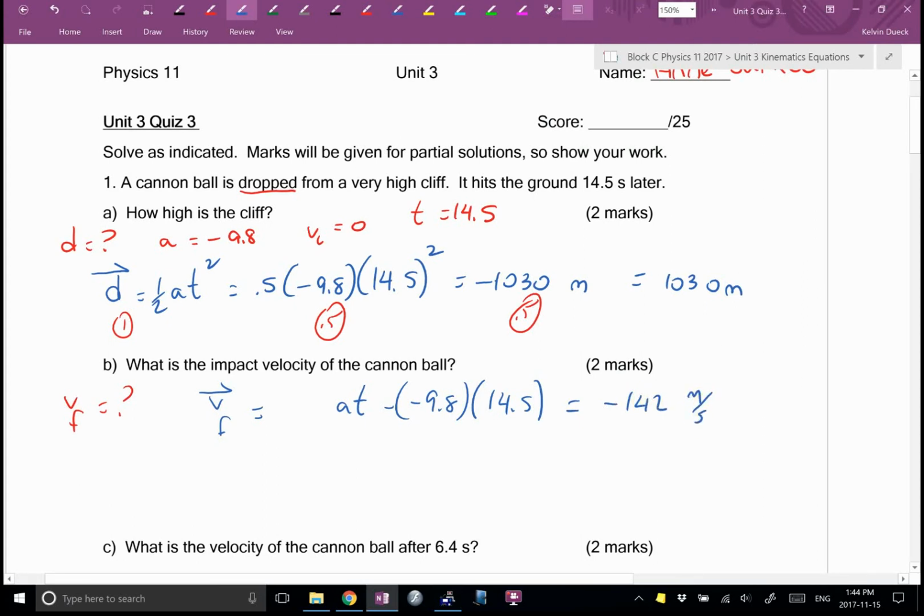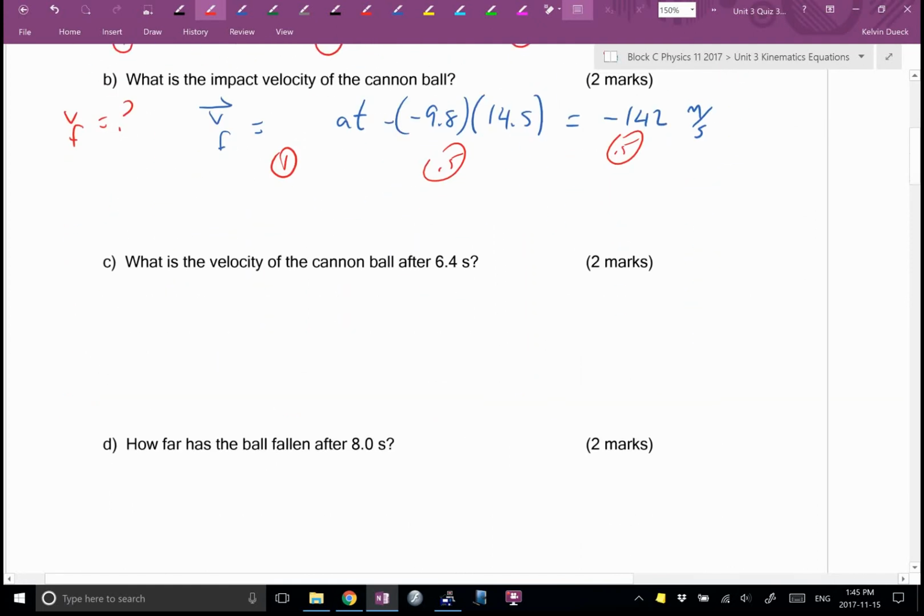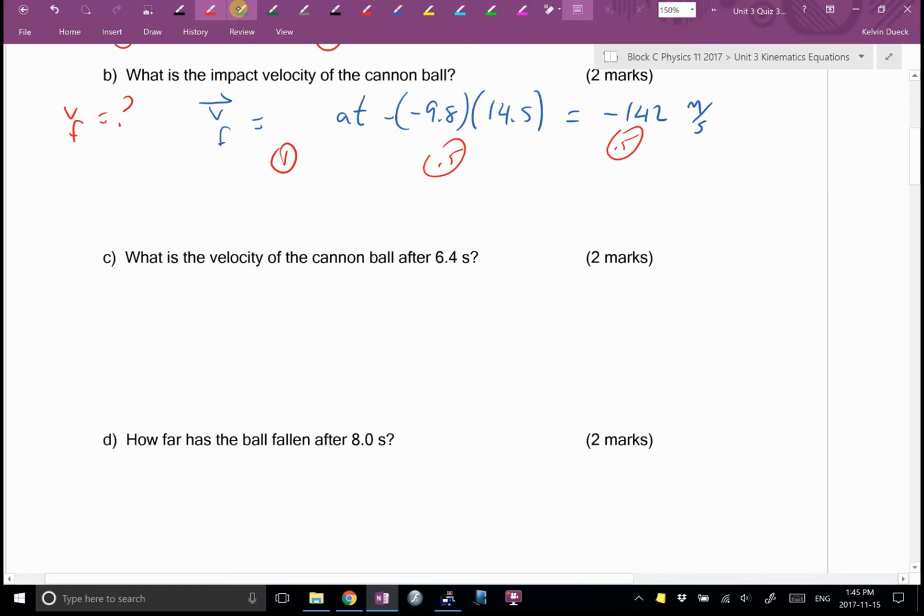Why negative? Yeah, it has to be negative. If you're missing negative, I'm taking a half mark off. If you're missing the units, I'm taking a half mark off. Otherwise, I would give you 1 mark for the equation, whether or not you had the VI there, or whatever equation you chose to use. Half mark. Half mark. C. What's the velocity of the cannonball after 6.4 seconds?